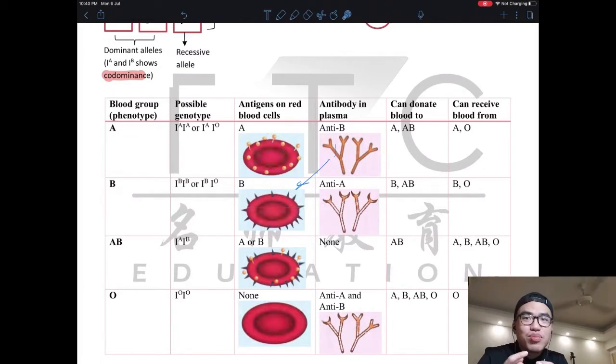You know what's an antibody? An antibody is the one that fights your infection. So if I were to receive B type blood, that means disaster. My blood will think, this is foreign. This is bacteria. Let's start attacking it. So your blood will fight, and then it will clot in your blood vessel, and you will die. So for blood type A, I can donate to A and AB. I can receive from A and O. Let's not look at these two first. Let's understand all the types first.